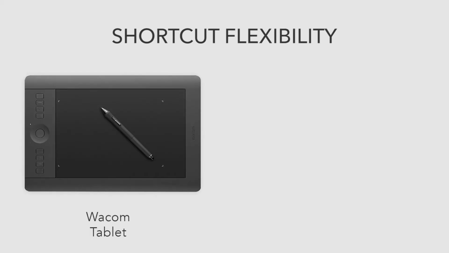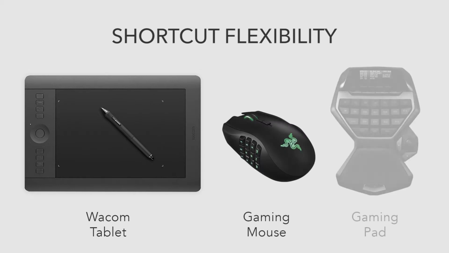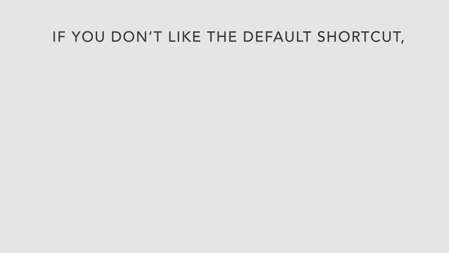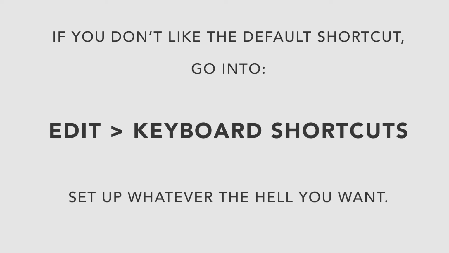The last thing you have to keep in mind is that regardless of what the shortcut is, you can change that shortcut. You can customize a Wacom tablet to have a button shortcut. You can use a gaming mouse with a bunch of buttons on it. So, get a setup that you're comfortable with and customize it for what job you're doing and what's fastest for you. Okay? If you don't like the default shortcut, just go into Edit, Keyboard Shortcuts, and set up whatever the hell you want. In fact, that's what we should do right now.